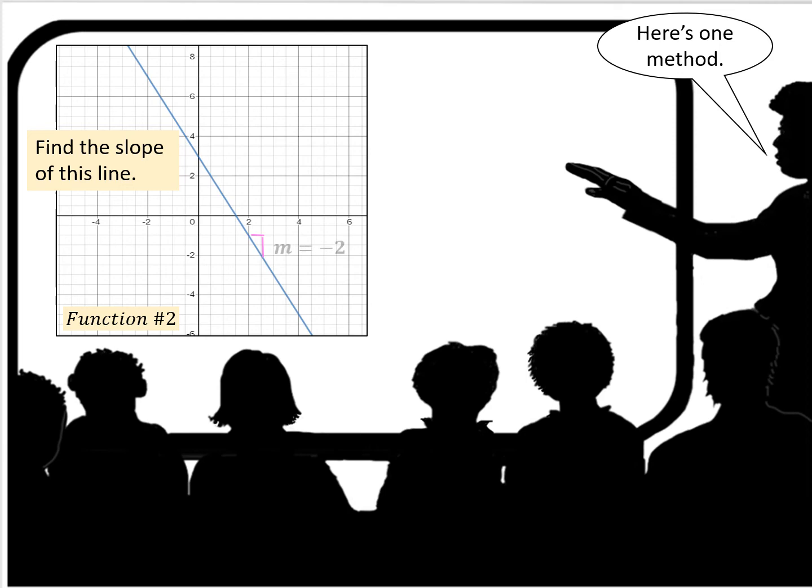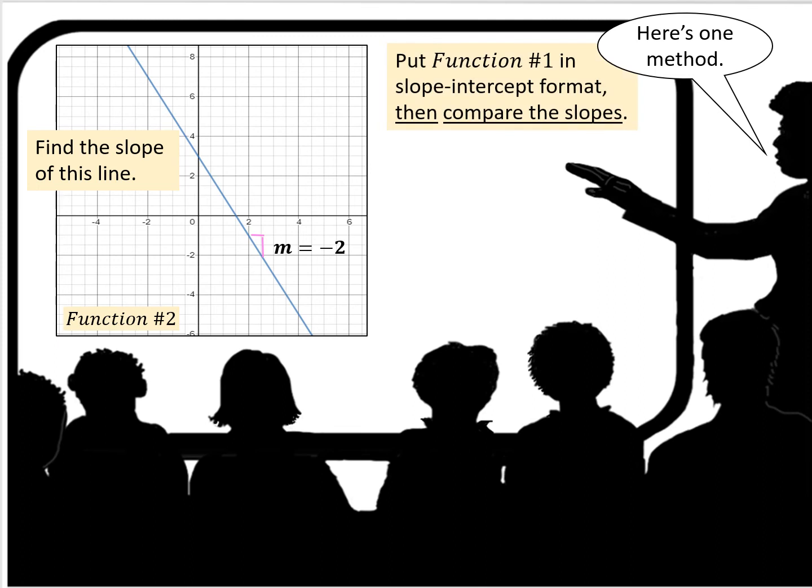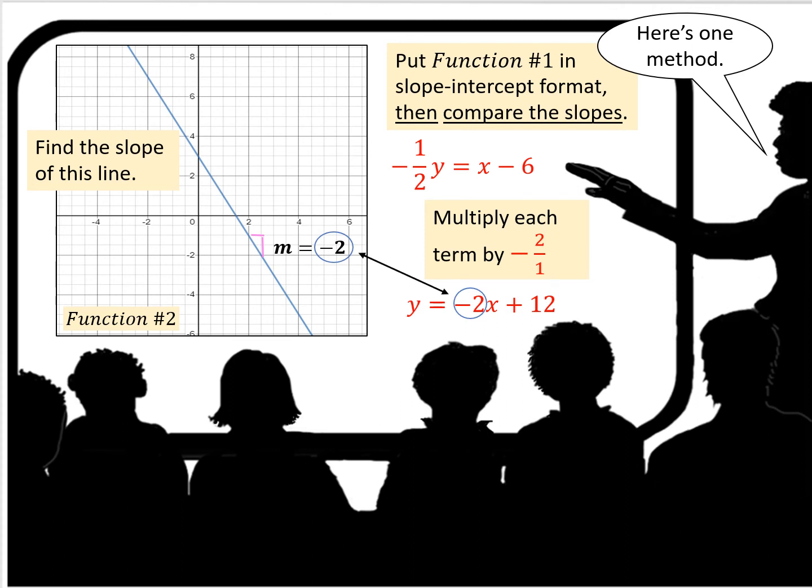Well, here's one method. You find the slope of the line, the one that's graphed, and we find that the slope is minus 2. And then we put function 1 in the slope-intercept format, and then we compare the slopes. So negative 1/2 y equals x minus 6. We multiply both sides by negative 2, and we end up with y equals minus 2x plus 12. You'll notice that the slopes are the same. So which one has the smaller rate of change?